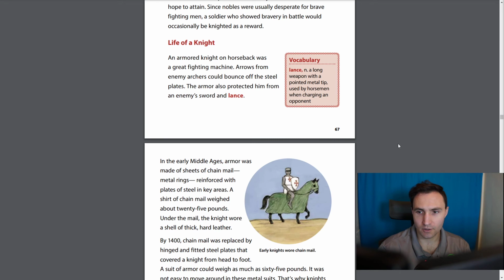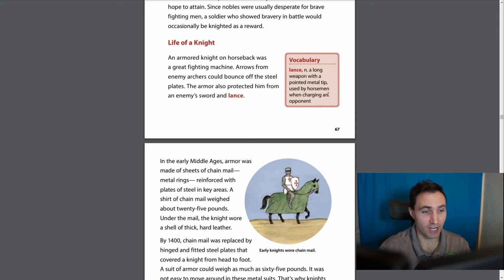Okay. So, life of a knight. An armored knight on horseback was a great fighting machine. Arrows from enemy archers could bounce off the steel plates. The armor also protected him from the enemy's sword or lance. A lance is a long weapon with a pointed metal tip used by horsemen when charging an opponent.